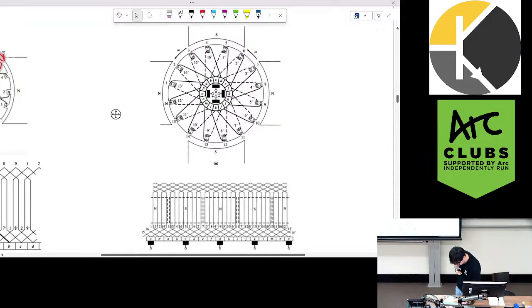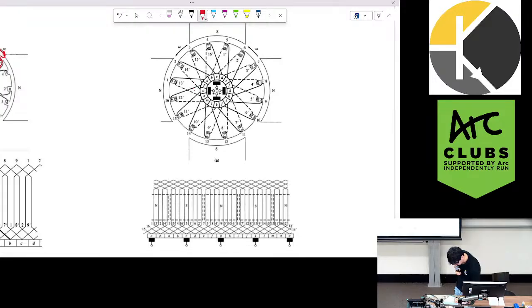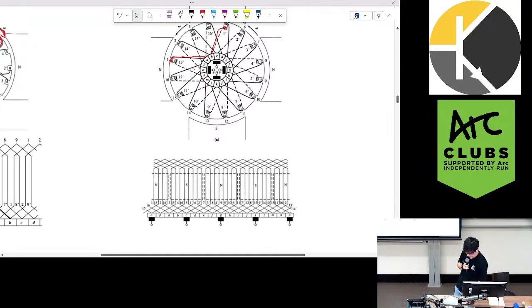So if we start again at A, and go through to coil 1, the other end of coil 1 is here and connects to coil B. So would this be a lap or a wave winding? Lap, yeah, because we've gone from A to B.